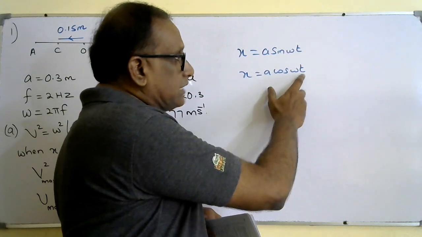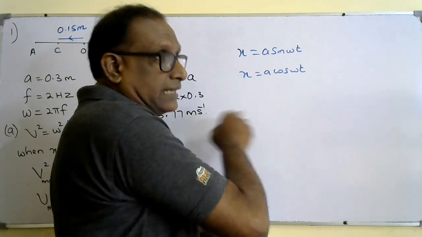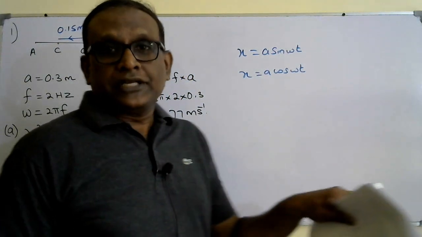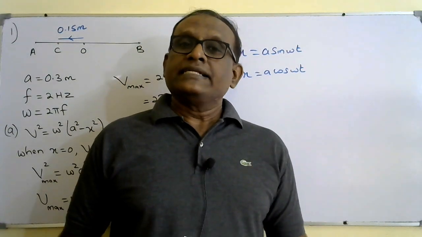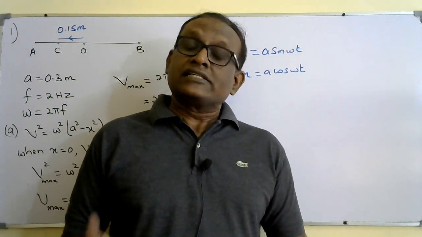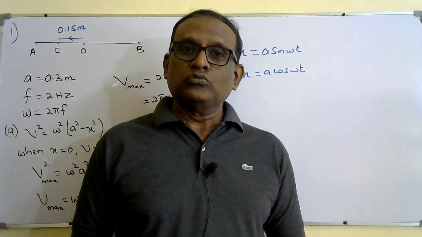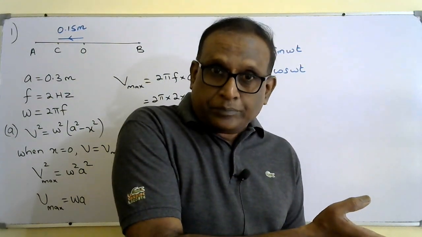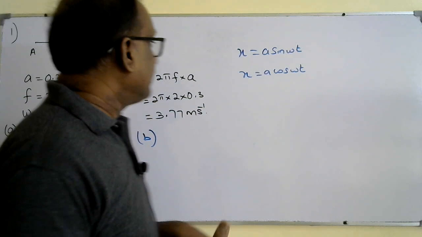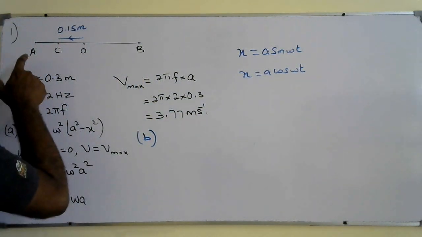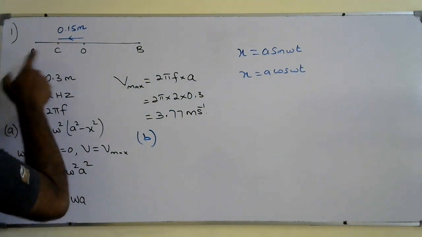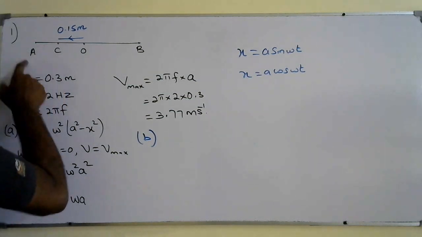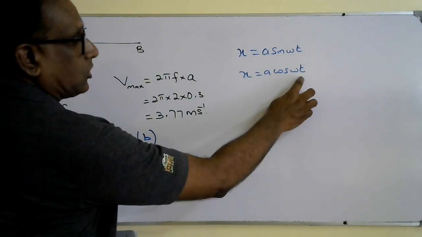Now, when you put t equals 0 in the cosine equation, you will get x equal a. That means it's at the extreme position with an amplitude. So if the question asks for the time taken by the particle to move from the extreme position to a point, say from A to C or C to A, then you should use x equal a cos omega t.